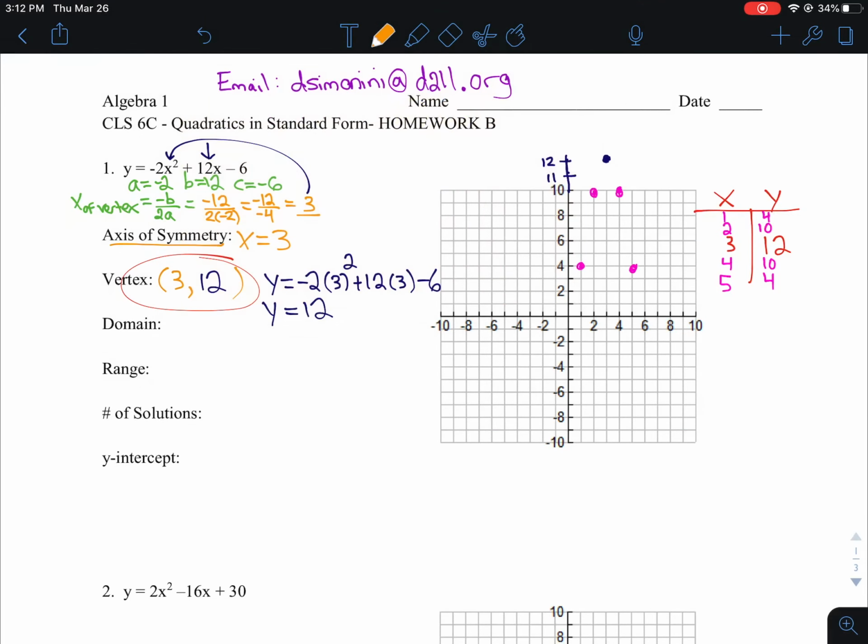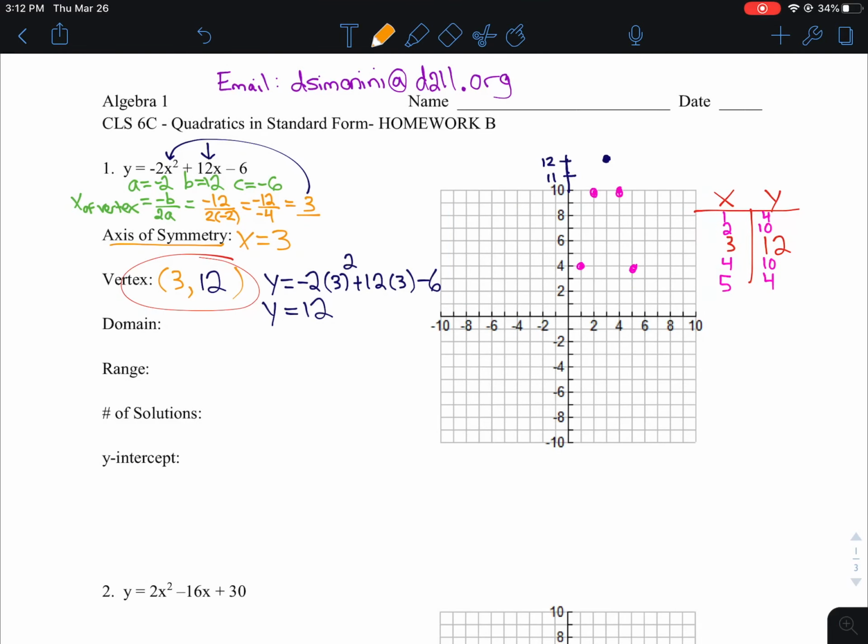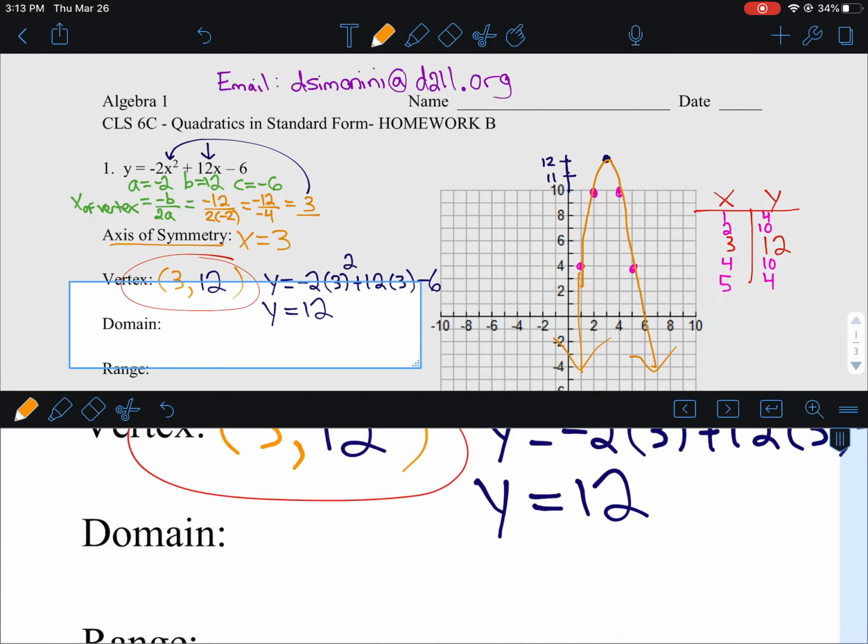Now when you graph it, remember, in this case, it's opening down. I like going all the way through my x-axis because it's going to help me answer questions in the future. Now, it's a little sloppy. Let me clean it up a little bit. There you go. All right. So there's your quadratic, and then you have to answer your questions.